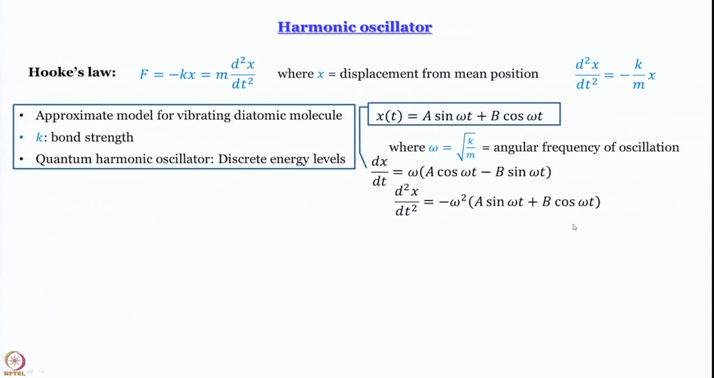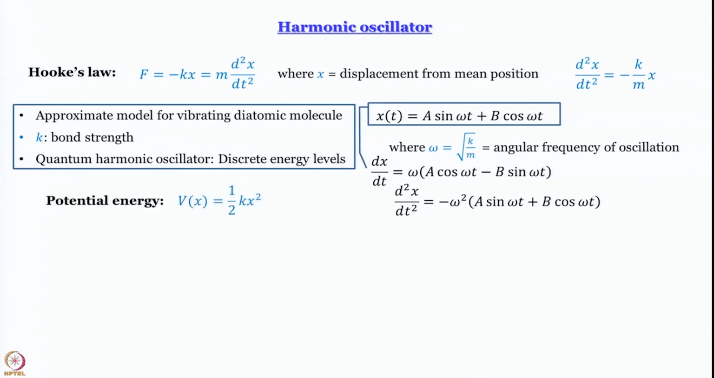First of all, it is an eigenvalue equation. Secondly, if you compare this equation with this equation, it is very clear that minus k by m is equal to minus omega square, or omega is equal to root k by m, right. So, this is something that comes from classical mechanics.